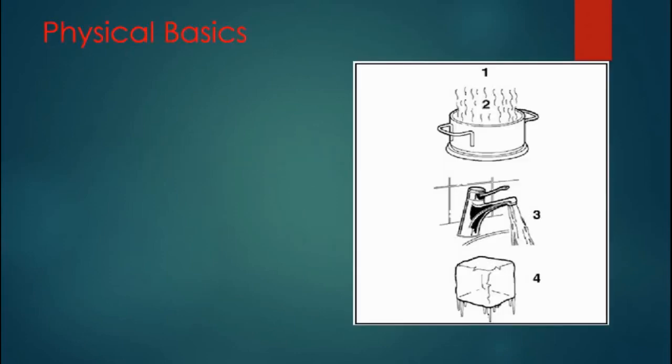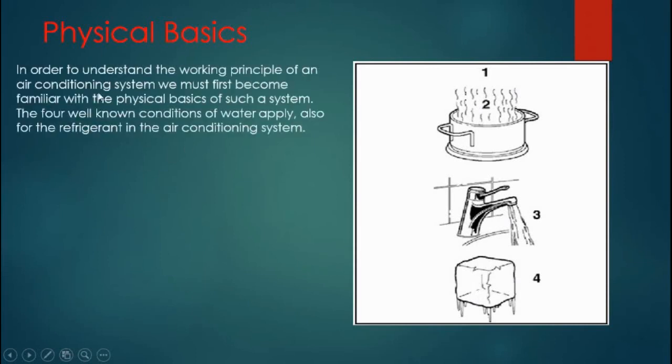So let's go. Before we go into the details of the AC systems, first I want to talk about these four basic physical states. Number one is the gaseous state, number two is vapor, number three is water, and number four is solid. In order to understand the working principle of an air conditioning system, we must first become familiar with the physical basics of such a system.